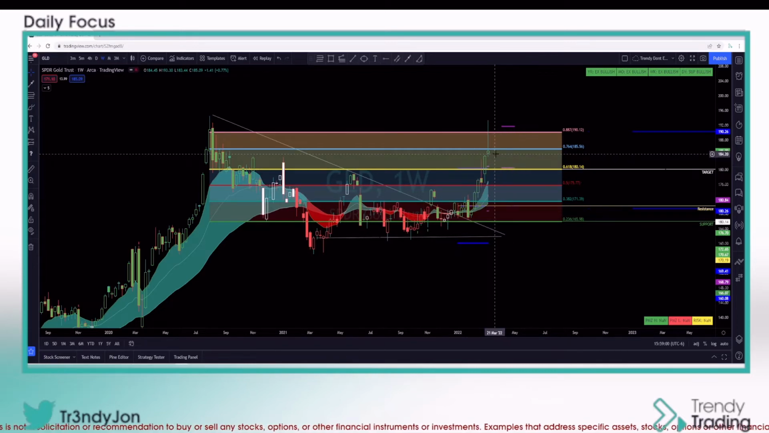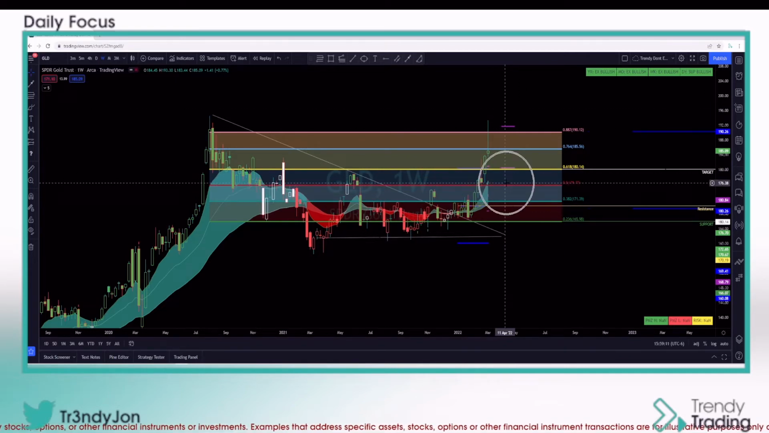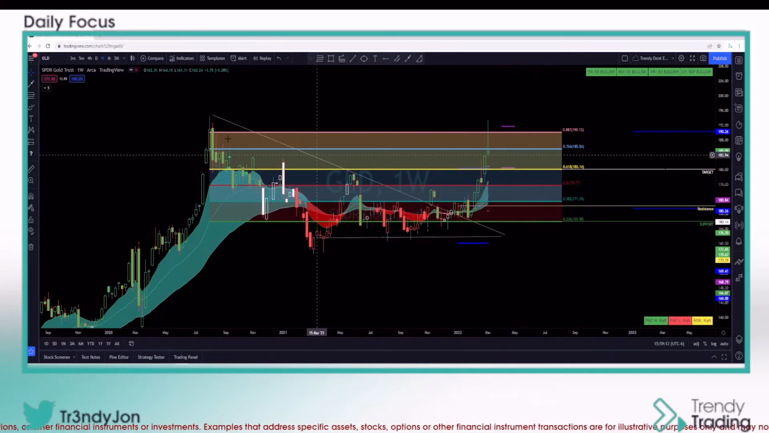And if there's more turmoil or fear in the market, then sure, we could flag here and then break out again. If not, I think it comes all the way back down to 175 to 180. All right. That's what I'm looking for in gold. Let's look at silver just really quick.